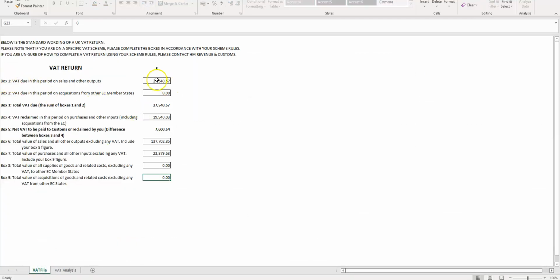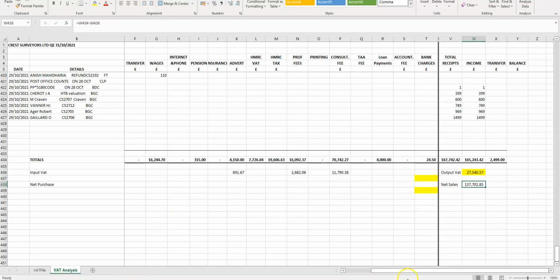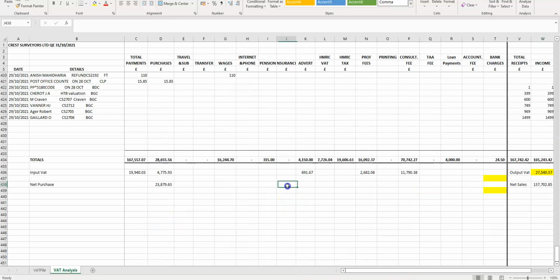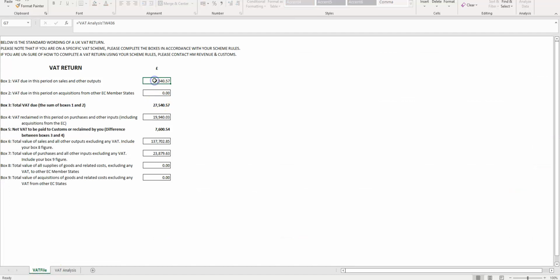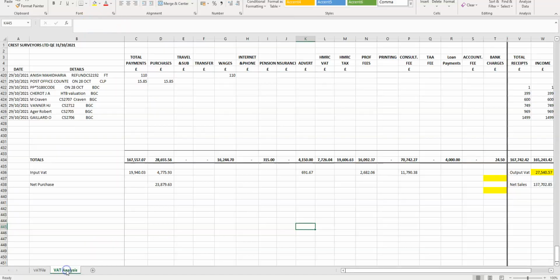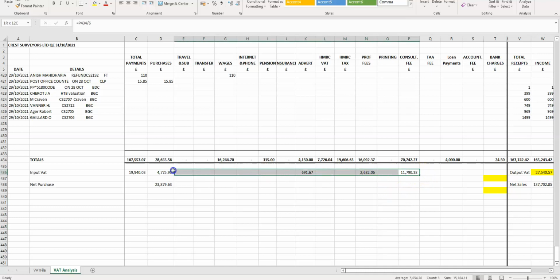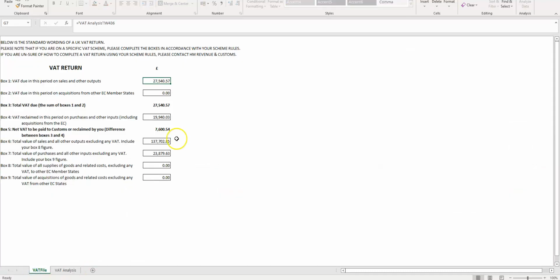For example, box 1, 27,540, and of course box 1 will tell us how much is the input VAT going to claim. And you can see here, if we click, it shows the VAT analysis, and this is my VAT that we're going to claim. Some VAT we can claim, some VAT we cannot claim, so it will be the total of that. And if we can claim more than that, we can put it there.